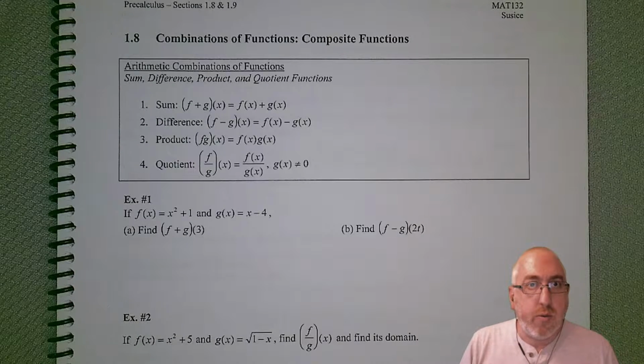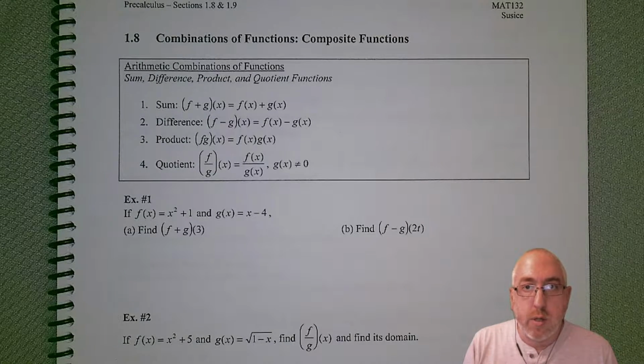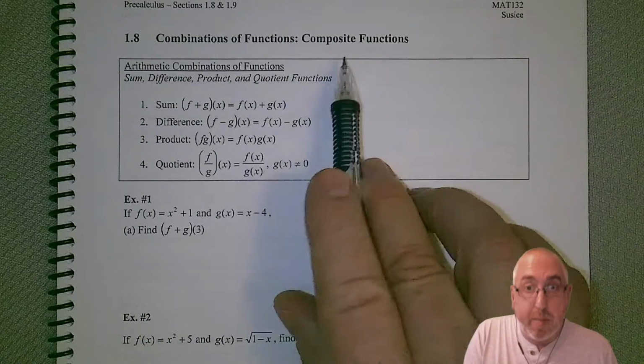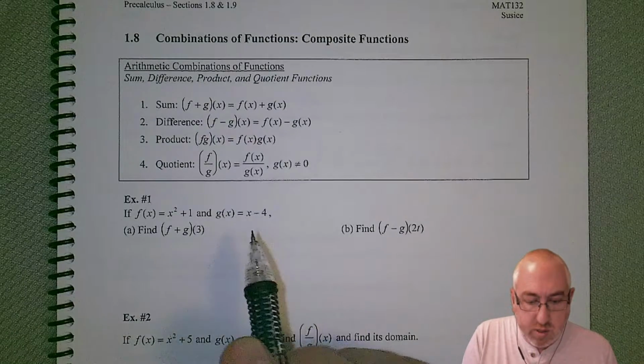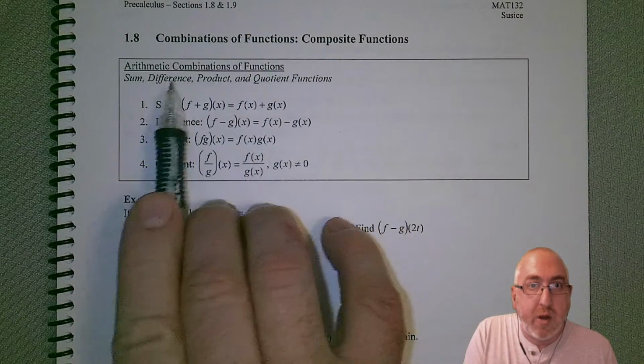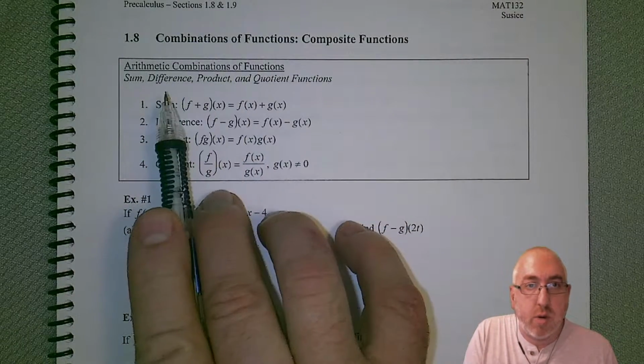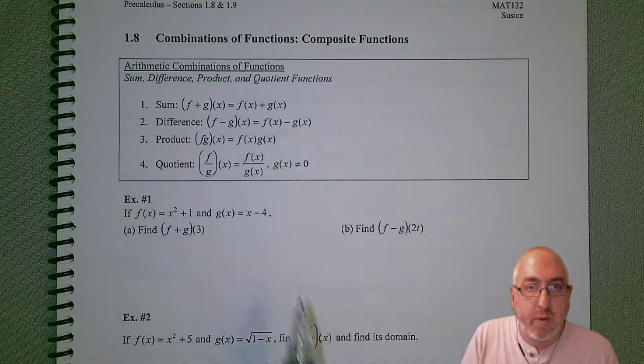We are now getting into section 1.8, which is combinations of functions. Composite functions being the main one we're going to be looking at. But before we get into that, we're going to first start off with some easy stuff. So we're going to look at the arithmetic combination of functions, so our sum, difference, product, and quotient functions.